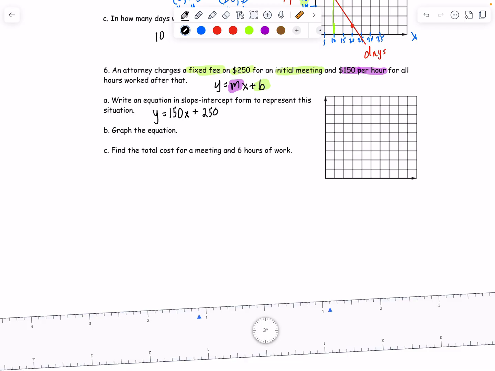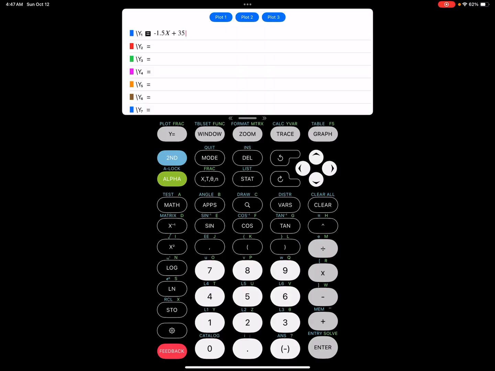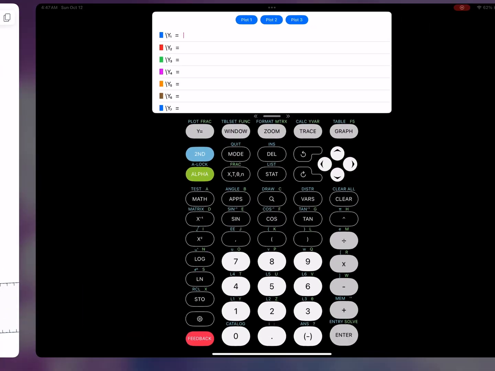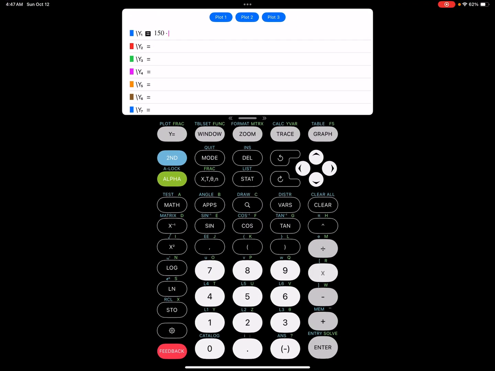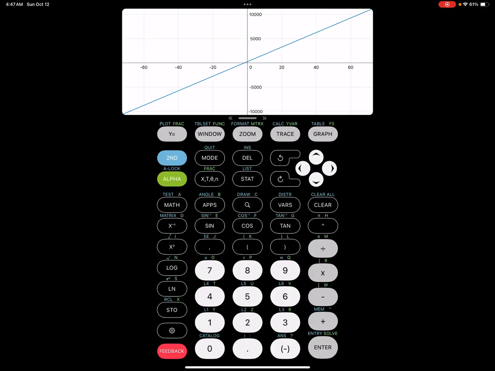Then 6b says graph the equation. Go back to our calculator. Type in y equals 150x plus 250. Well, not enter, but we're going to press graph. Oh, cannot see it. I don't know what I'm looking at, so I'm going to press zoom, 0. Now we get an idea for what it looks like. Again, we're not going to sketch it. We're going to do an accurate graph this time.